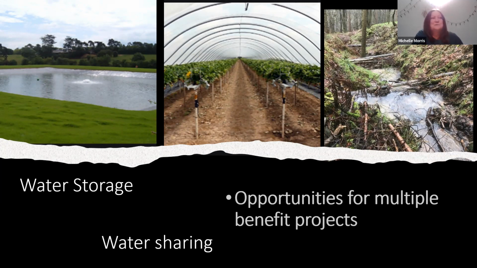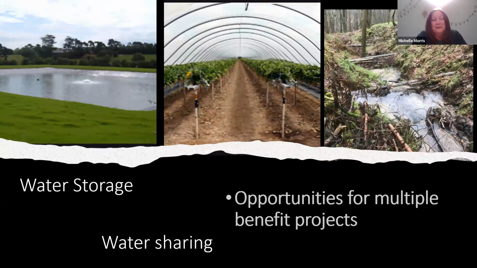The second area was around opportunities for multiple benefit projects, such as working with natural processes. For example, if we're holding water back in the catchment to slow the flow and reduce downstream flooding, then we can also reduce runoff, so we're improving water quality. But if these are done in the right areas, then they can also recharge groundwater and improve soil infiltration.